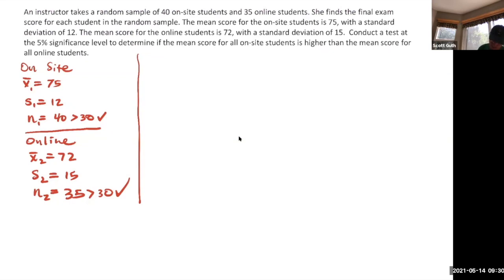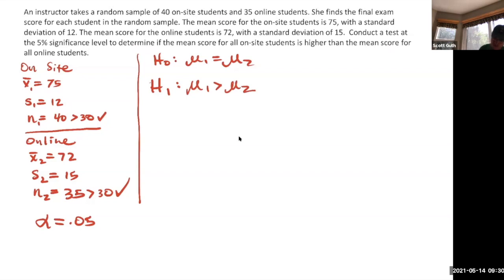Okay. We do have an alpha here of 0.05. Okay, null hypothesis is always going to be mu1 equals mu2. Now the alternative here, they're saying that the on-site students, those are students who are in physical classrooms, get higher scores on average. So you're saying that mu1 is bigger than mu2.